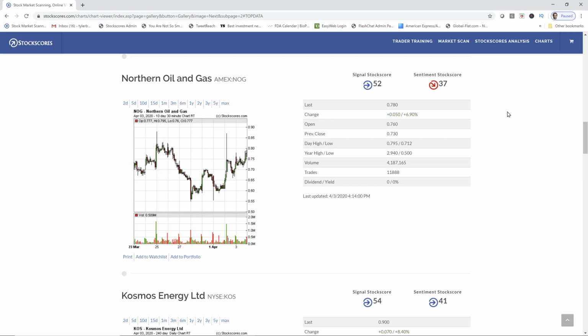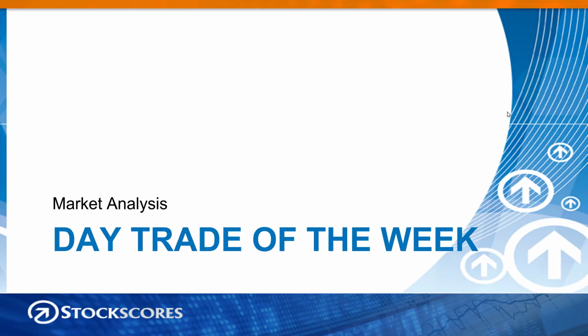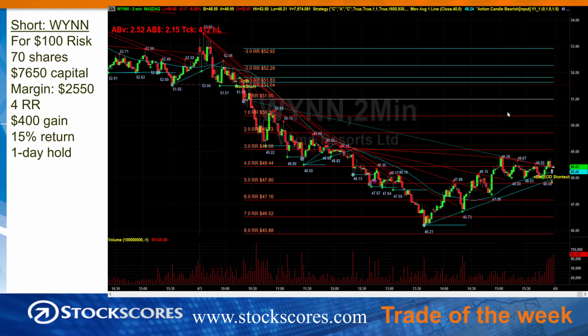All right, let's take a jump back into the Stockscores presentation here and look at the day trade of the week. Of course, we can make money from markets going down as well. And we had a bit of a sell-off again on Friday. And so what we look for are bearish action candles, which is what happened right there. That's one of my indicators that I run in TradeStation. These are the kind of trades that we look for in that Active Live service. So it's a short sell right there at $51. For $100 of risk, we would short 70 shares.